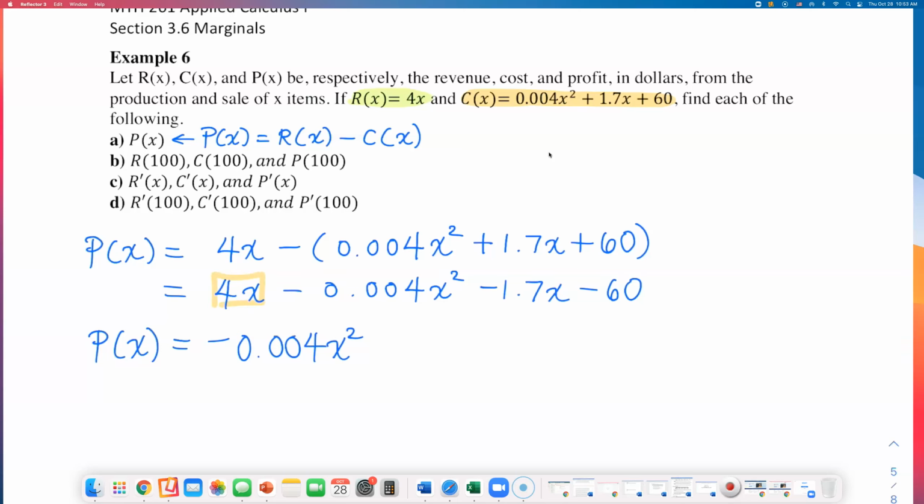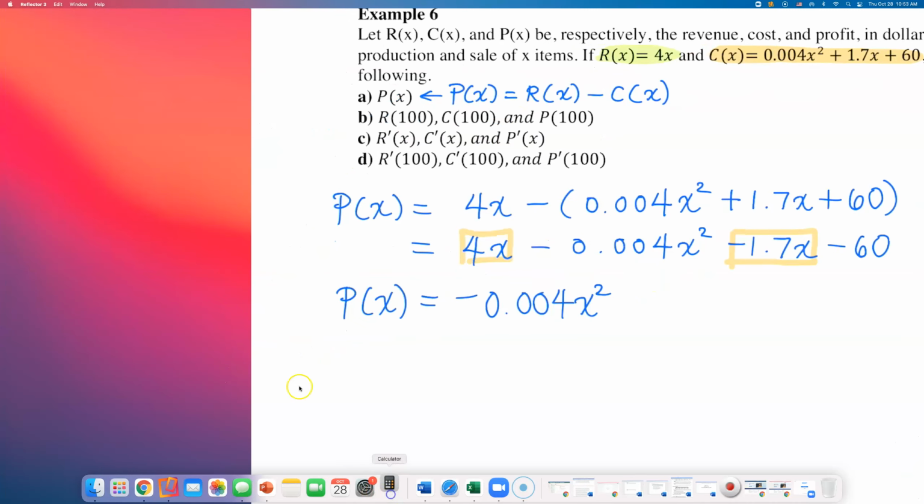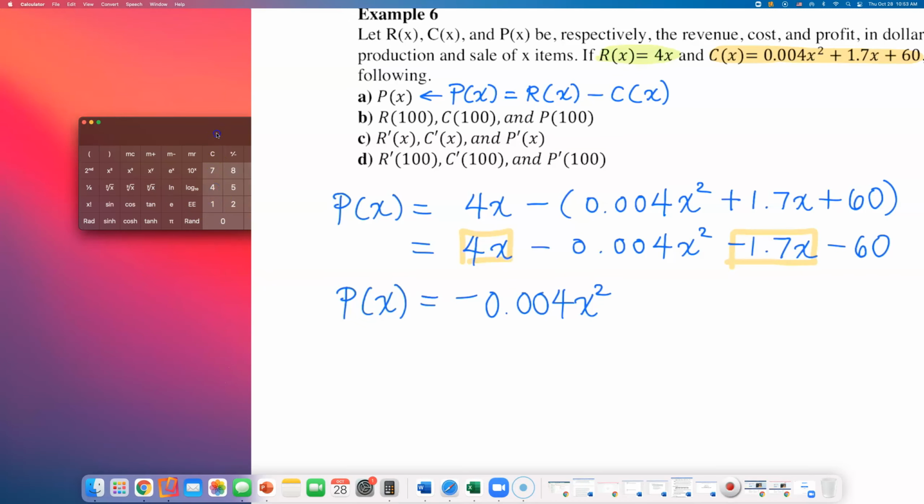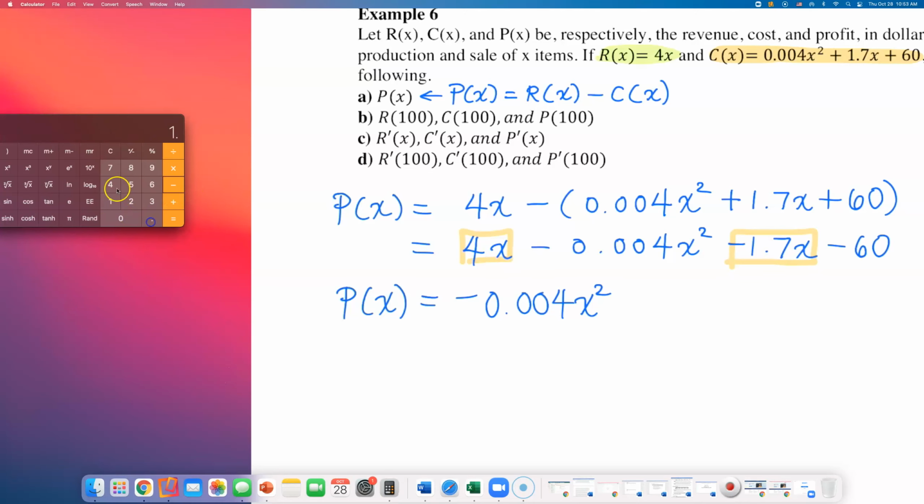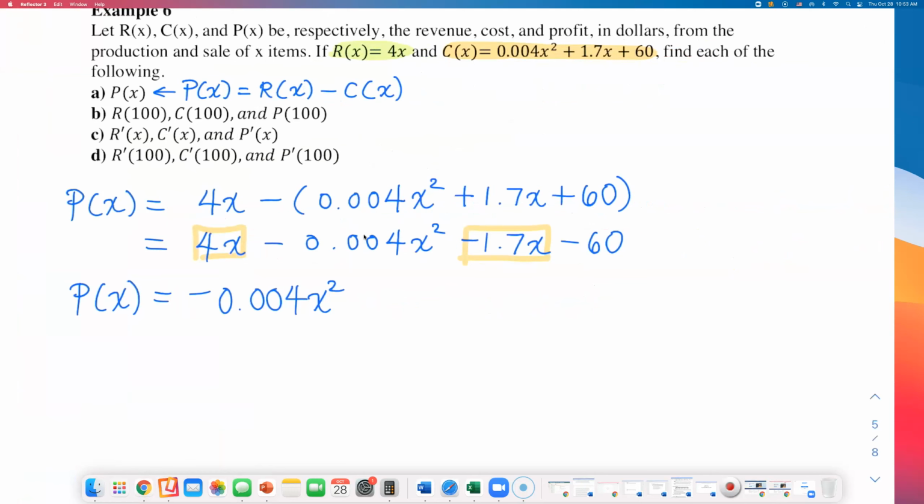But there are like terms. Let's combine 4x and minus 1.7x. 4 minus 1.7 is 2.3, so plus 2.3x, and then that minus 60. So part A, done, we found it.